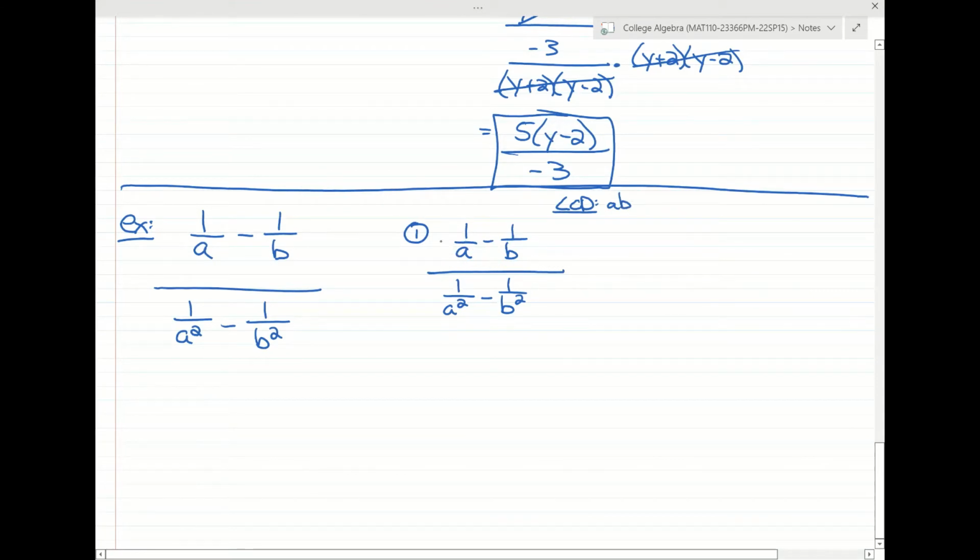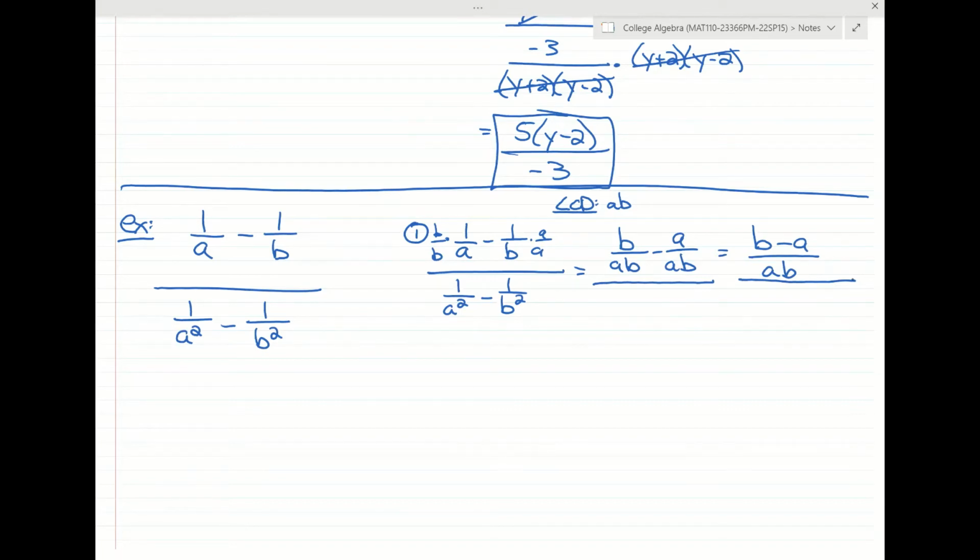In order to combine those two fractions, we have to multiply by whatever factor is missing. Multiply the a by b over b. Multiply the b by a over a. That turns into b over ab, a over ab, b minus a over ab. Now we have the entire top, that's just one fraction. Just like you learned in middle school. If we're going to combine like 2 plus 1/3, you get a common denominator. That's what we're doing here with letters.